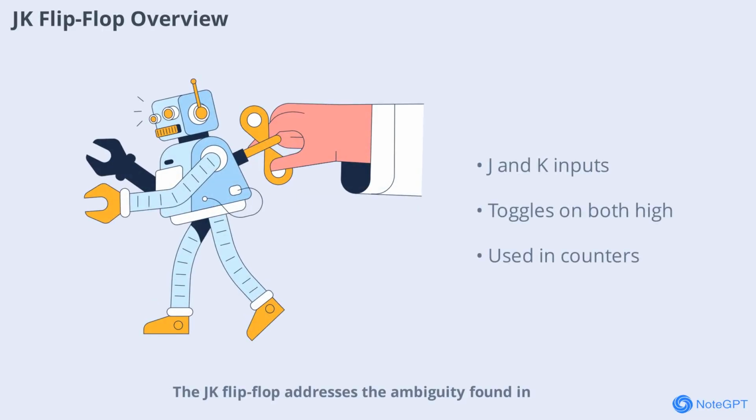The JK flip-flop addresses the ambiguity found in the SR flip-flop when both inputs are active. It has two inputs, labeled J and K. When both are high, the output toggles its state. If only J is high, the flip-flop sets. If only K is high, it resets. This versatility makes the JK flip-flop a popular choice in counters and other sequential circuits. Its ability to toggle is particularly useful in designing frequency dividers and binary counters, making it a staple in digital design.